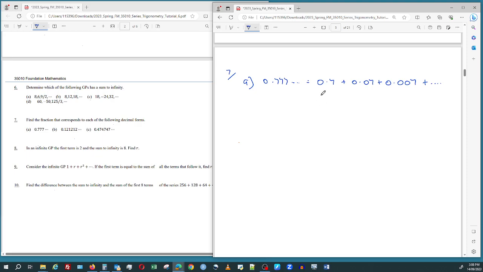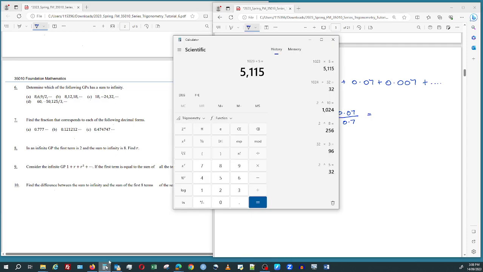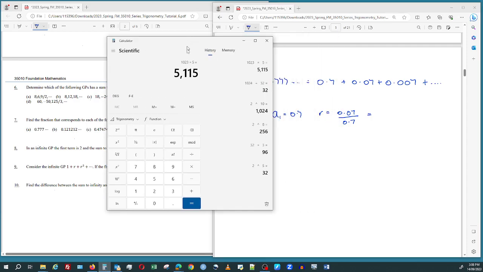So our first term is A1. So for an infinite GP, we need a couple of things. We need our first term, which we have, and then we have our R. So we'll take a term and divide by a previous term. I think we'll find that's 0.1. I'll just verify that because we're cautious and we want to make sure. And 0.7, 0.1.